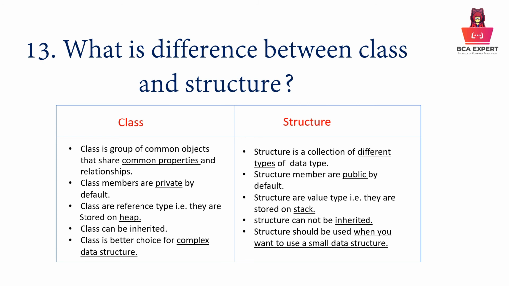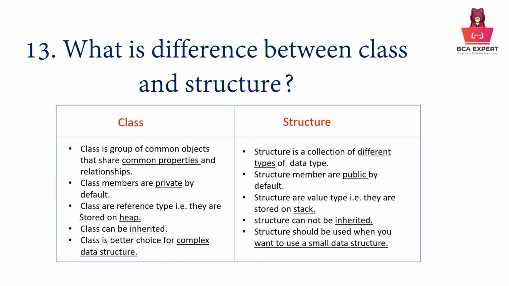It is also a most asked question in interviews, so this one is also important. A class is a group of common objects that share common properties and relationships. But a structure is a collection of different types of data types. In a class, members are private by default, but in a structure, members are public by default. In a class it is private, in a structure it is public.